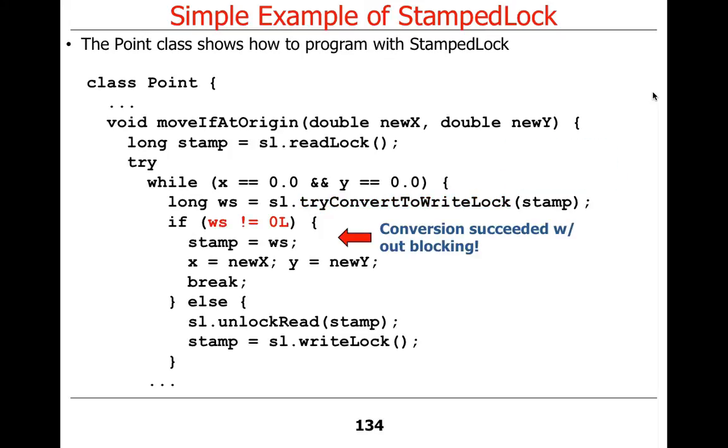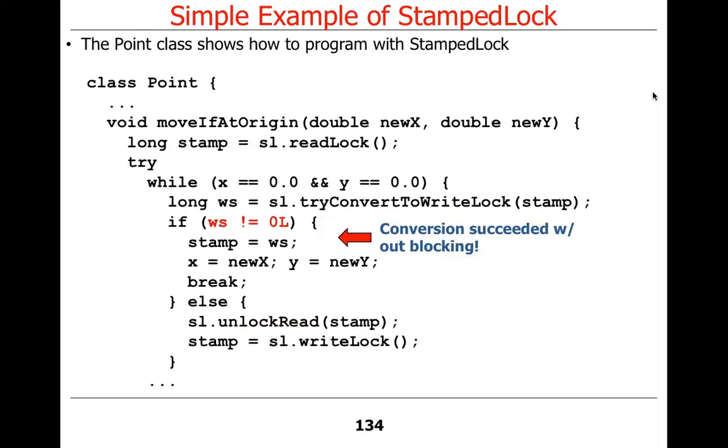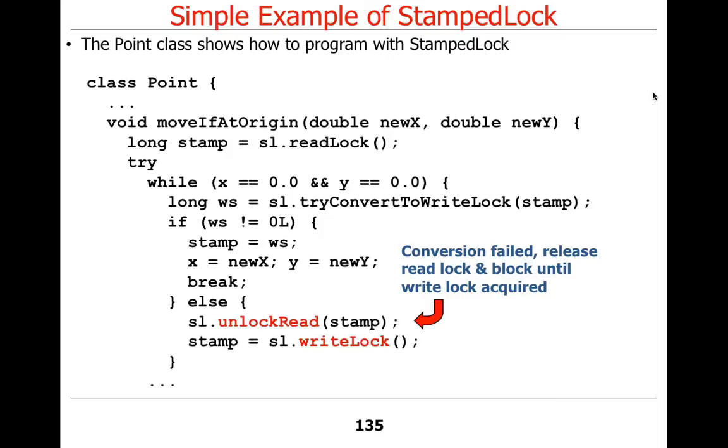This will fail. So if it didn't fail, in other words, if we got a write lock, then we can go ahead and update the state, right? And notice in this case, we also set stamp to the new stamp, the write stamp. So if we succeed, we convert without blocking. And then when we break out of the loop, by the way, we're not looping anymore, right? If that didn't work, if we weren't able to convert to a write lock, then we come along and we unlock the read lock so that there's no more readers. And then we're going to wait to get a write lock.